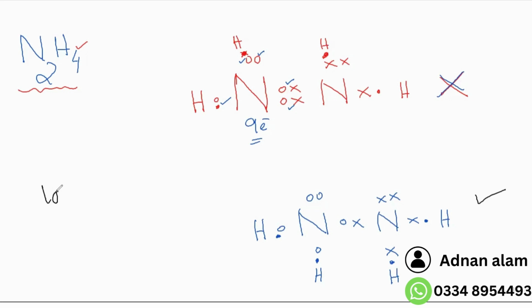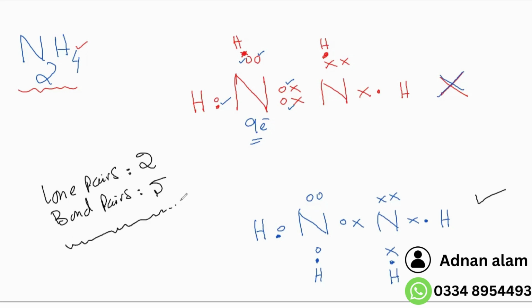Now how many lone pairs are there in this molecule? How many bond pairs are there? Lone pairs are 2, okay, and bond pairs 5, right? So you know ये lone pair bond pair बार-बार इसलिए बता रहा हूँ कि MCQs में आपसे पूछेंगे about the lone pairs and bond pairs. So quickly you have to make the dot and cross diagram, और फिर आपको respond करना होगा for lone pairs and bond pairs.